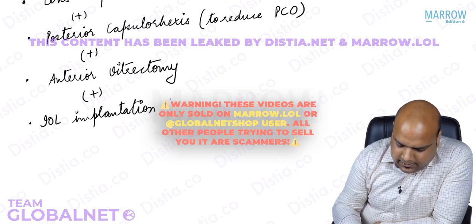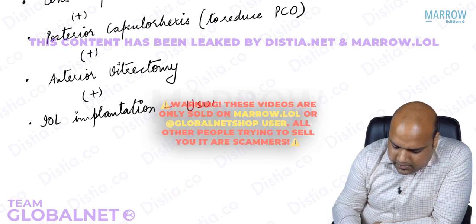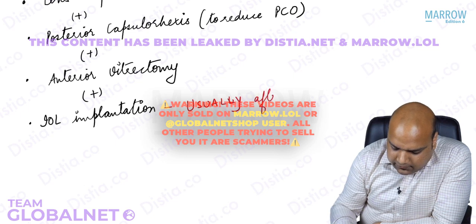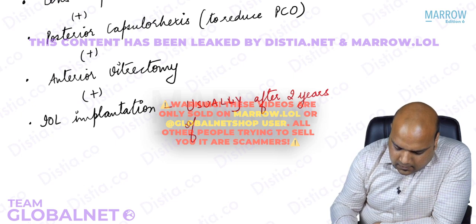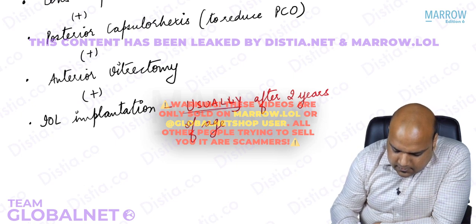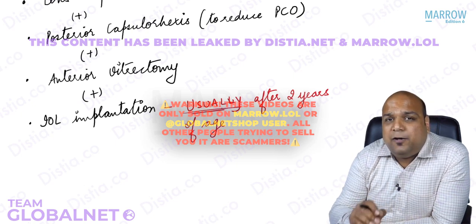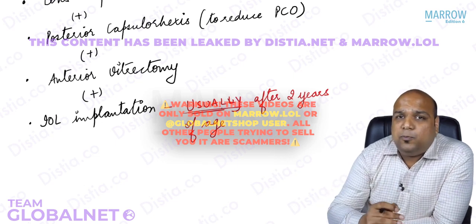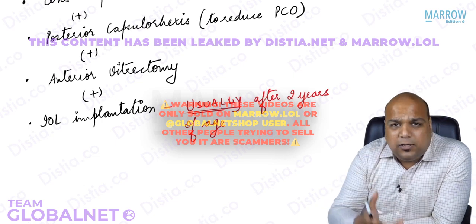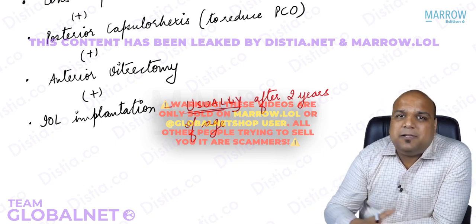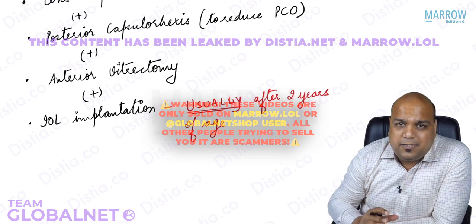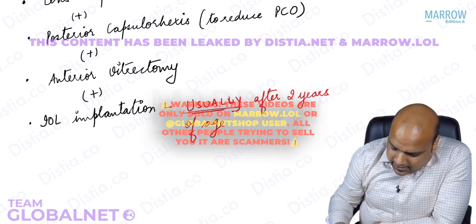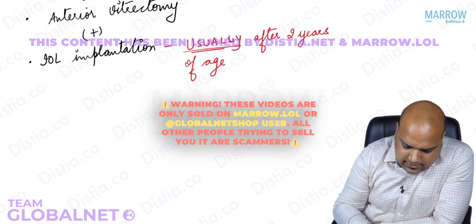Now, lastly, we need to implant an IOL. Please see carefully. I am writing the word usually. Usually after 2 years of age. I am not saying it is mandatory to do it after 2 years of age. Again, surgeon's preference. Usually it is documented to be done after 2 years of age, but it is not unheard of that we can implant it even at 3 months of age for that matter. I hope you understand what I am saying.